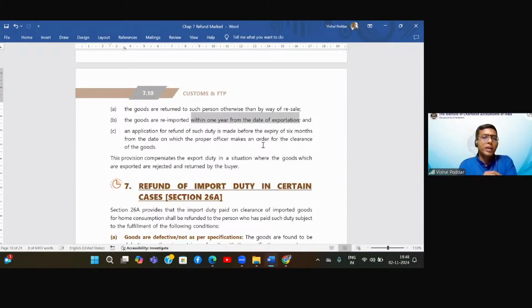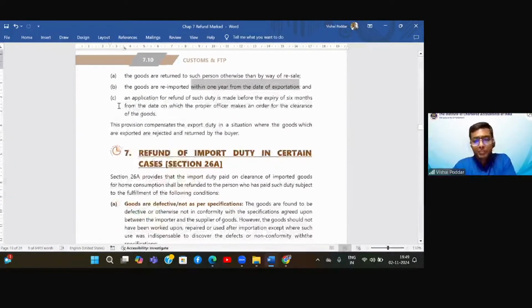Now, this is the flip side of that particular point. So let us say in this particular case, there was no export benefit. Rather, at the time of export, you are supposed to pay export duty. Now, what will happen if that particular goods are re-imported? Since at the time of export you had paid export duty, at the time of re-import, whatever export duty you had paid would be given back to you as a refund. The only condition is that the re-import should happen within a period of 1 year from the date of exportation. And the third scenario is an application for refund of such duties made before expiry of 6 months from the date on which the proper officer makes an order for clearance of goods.